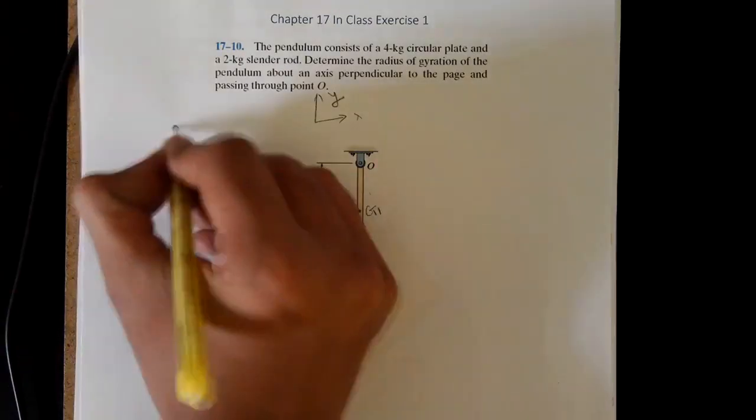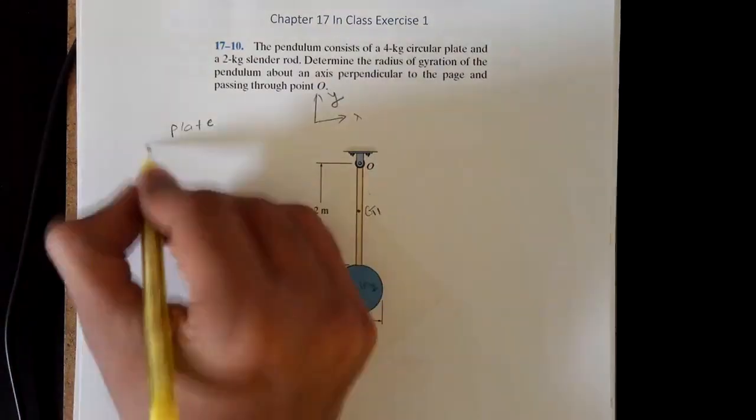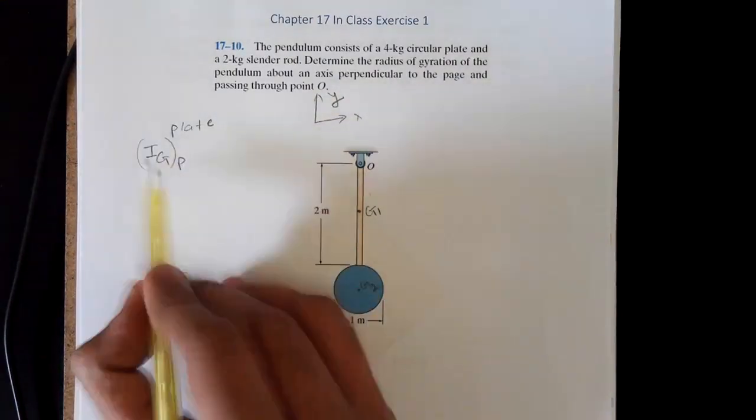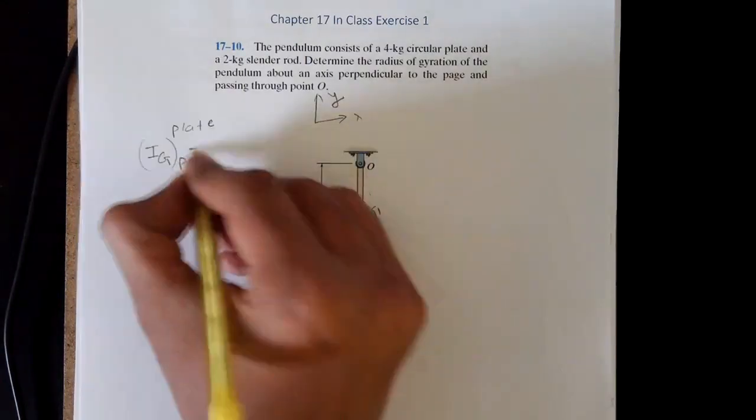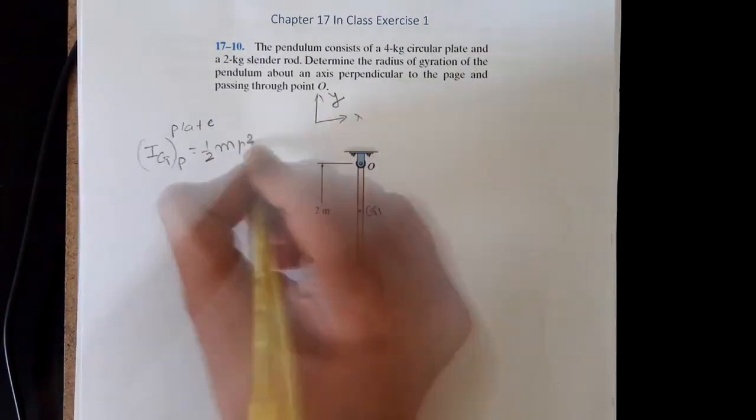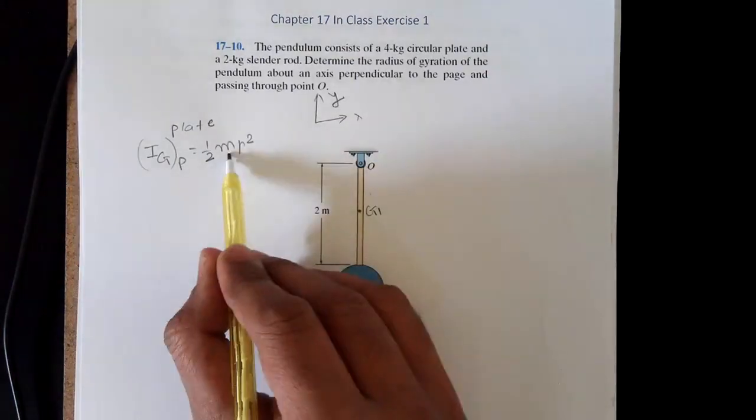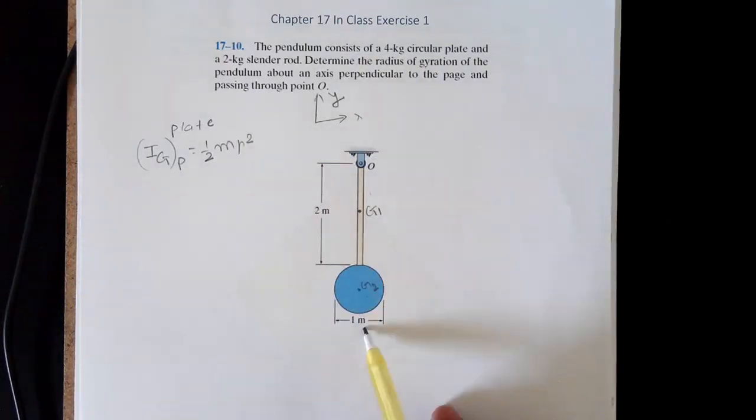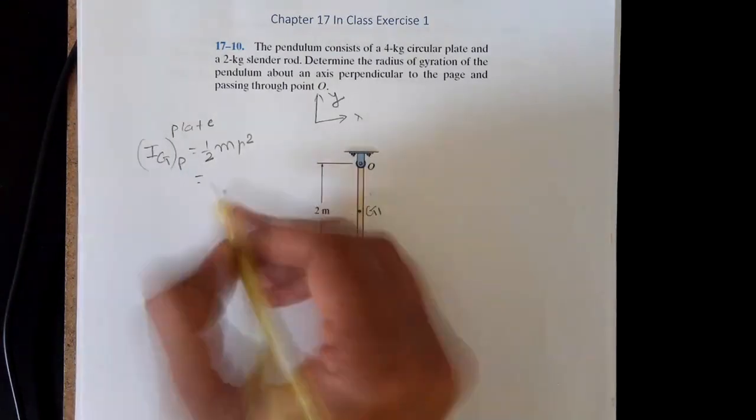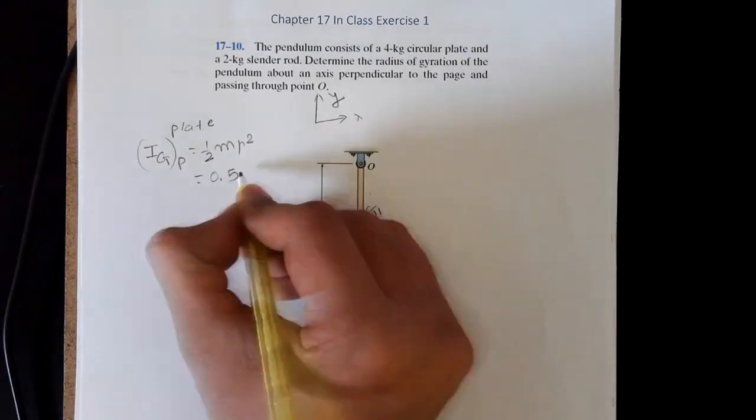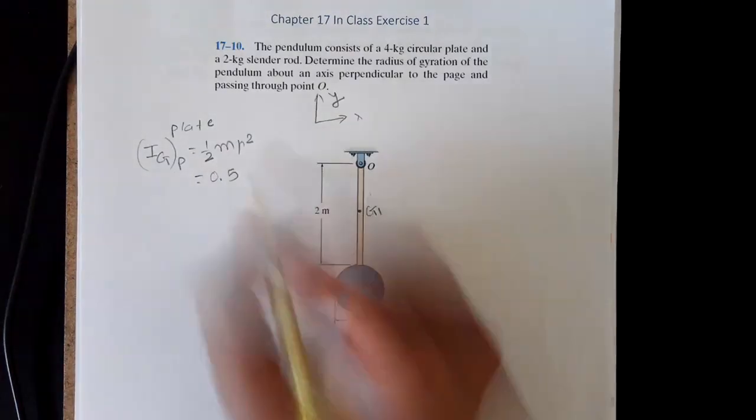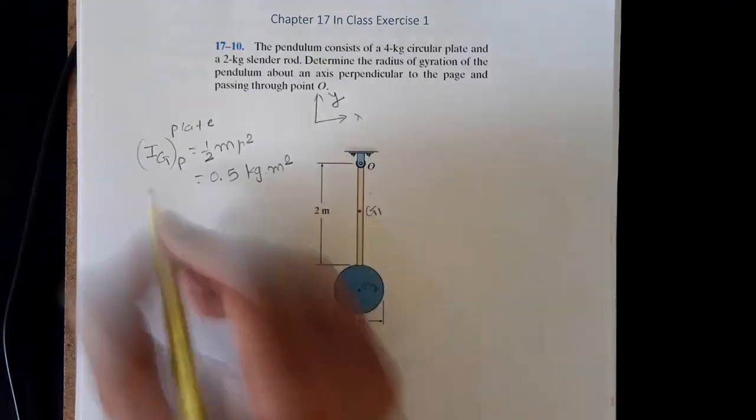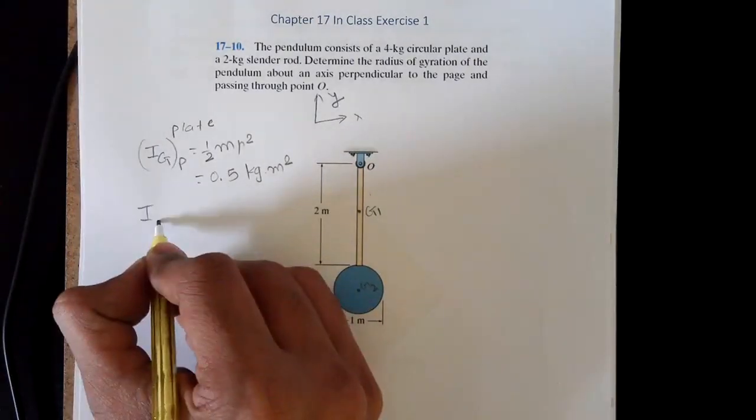So for the plate, Ig, the moment of inertia of the plate with respect to its center of mass, is 1/2 m r squared. When you substitute the mass of the plate, which is 4 kilogram, and the radius of the plate, which is 1/2 meter, you get the moment of inertia of the plate with respect to its center of mass G2, for the axis passing through G2, as 0.5 kg meter squared.